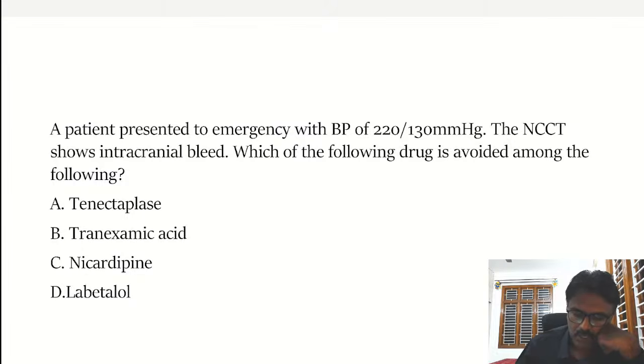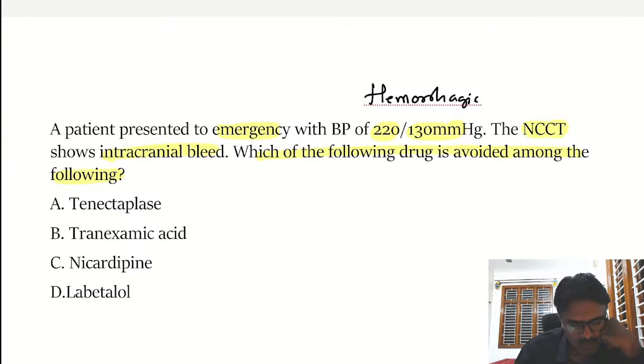Now the next question is, a patient presented to the emergency with blood pressure of 220 over 130. The non-contrast CT shows intracranial bleed. Which of the following drugs is avoided among the following? So patient has high blood pressure and bleed, so he is having hemorrhagic stroke.